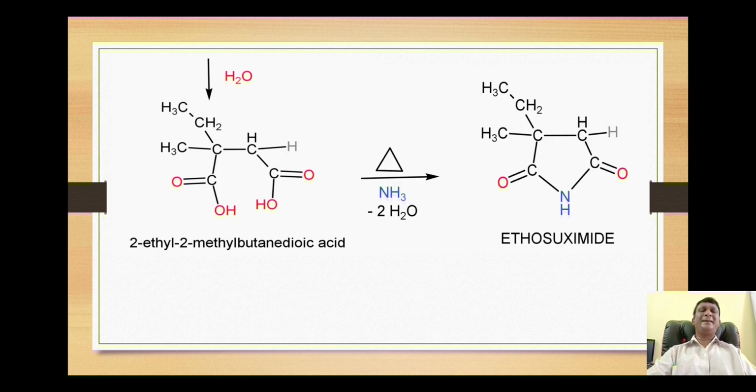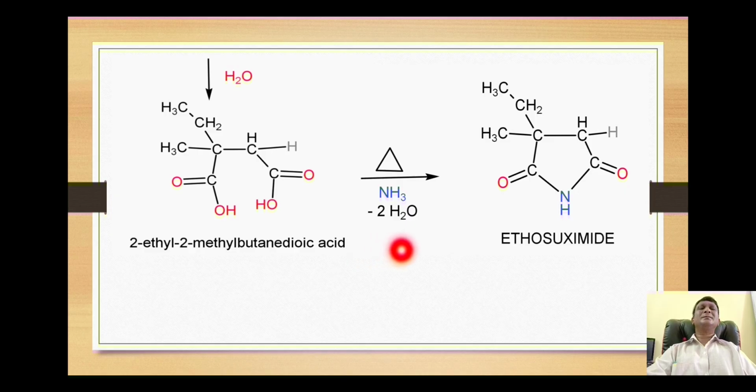This dioic acid then undergoes reaction with ammonia at some elevated temperature. The reaction once again is a nucleophilic substitution reaction. The ammonia molecule first attacks on any of this carbonyl group to liberate one water molecule. The corresponding amide is formed. The amino group of amide then attacks on second carbonyl group to liberate the second water molecule.